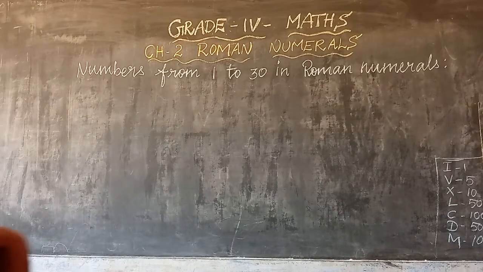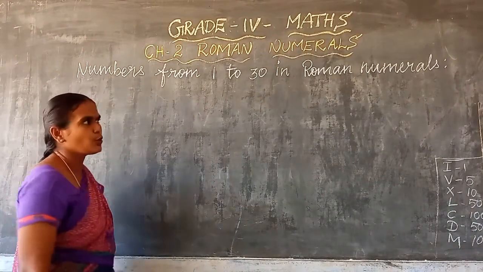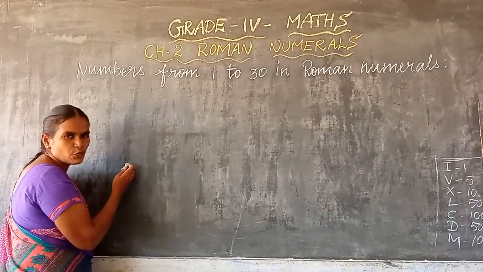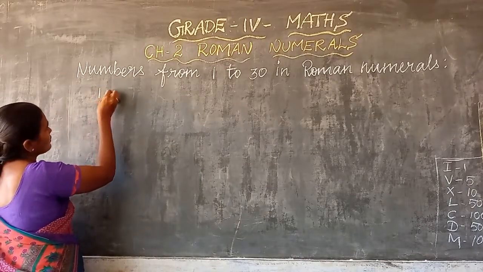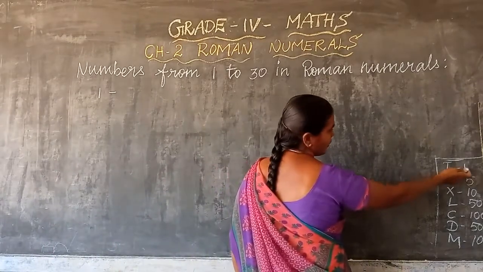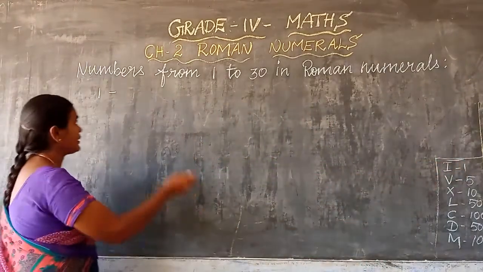So next, numbers from 1 to 30 in Roman numerals. 1 means I. Value of I is 1.